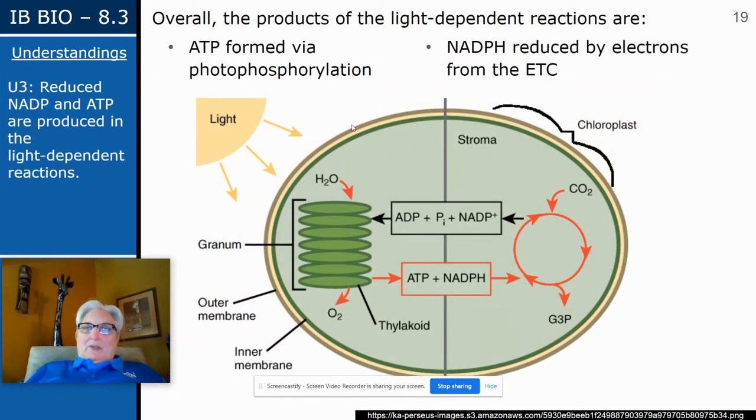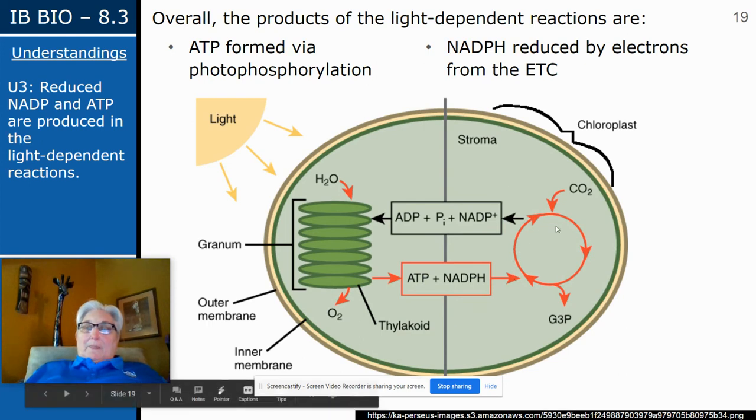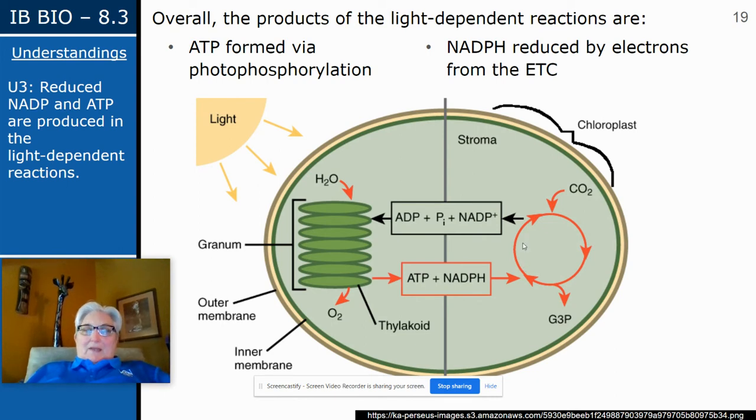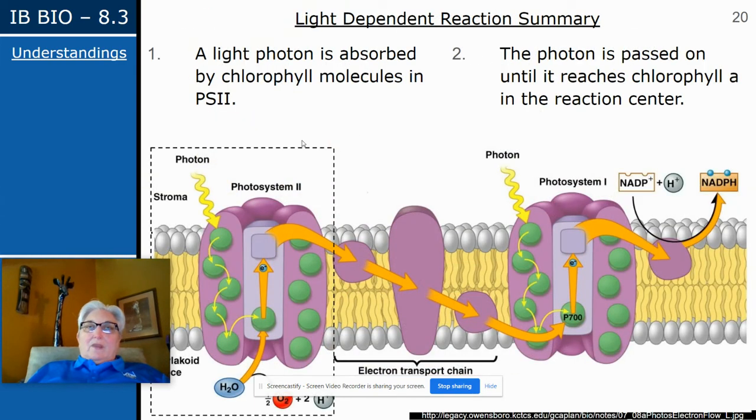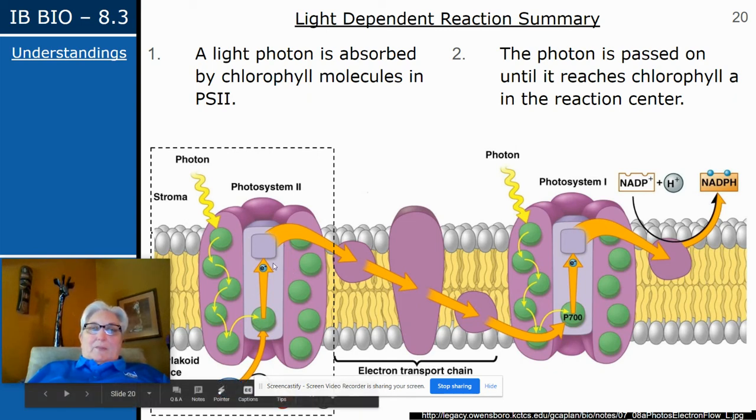Again, we're looking at what's happening over here in the thylakoids. Photosystem 2 is happening. And over here in the stroma, the liquid, the dark reactions are taking place. So just a summary, this is basically what we just went over. Again, we start with a light source coming in, and photosystem 2 is what we begin with.